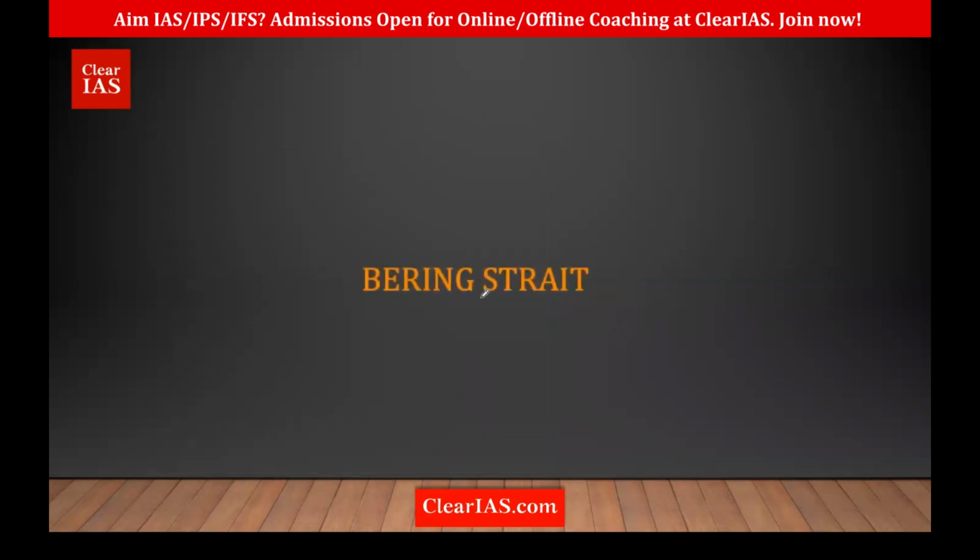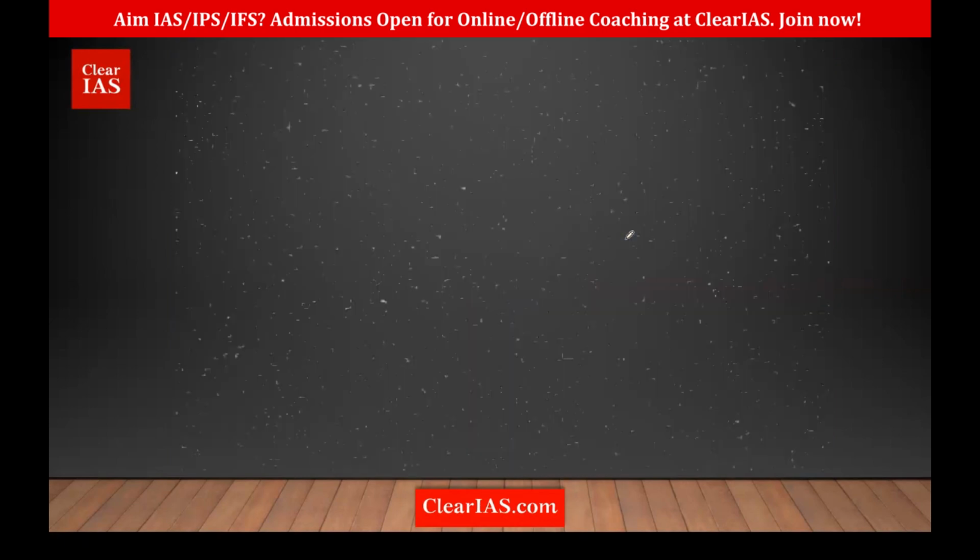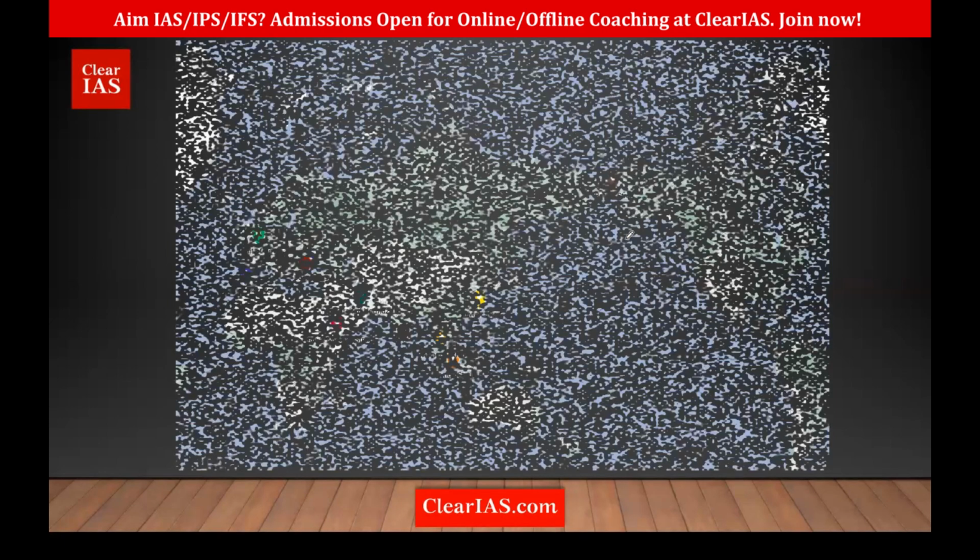Then we have the famous Bering Strait. So where is Bering Strait? Yes, it is here. This is Asia. This is the US. The small water body. This is the only connection between who? Yes, Asia and the US, the two continents. There's a narrow water body between these two, and that is the Bering Strait.